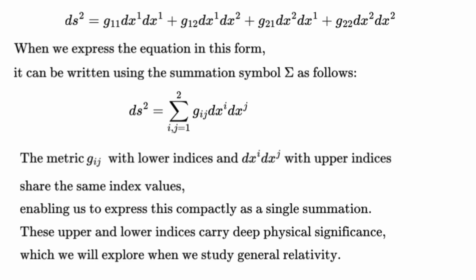when we express the equation in this form, it can be written using the summation symbol sigma as follows. The metric g_ij with lower indices and dx^i dx^j with upper indices share the same index values, enabling us to express this compactly as a single summation. These upper and lower indices carry deep physical significance, which we will explore when we study general relativity.